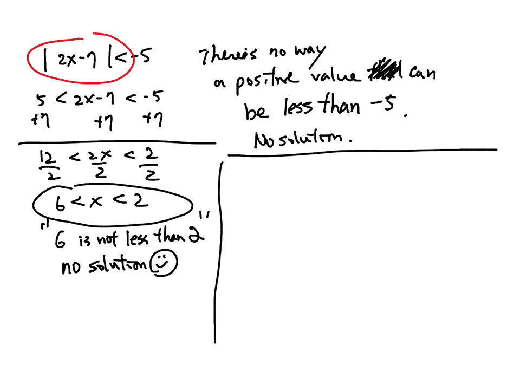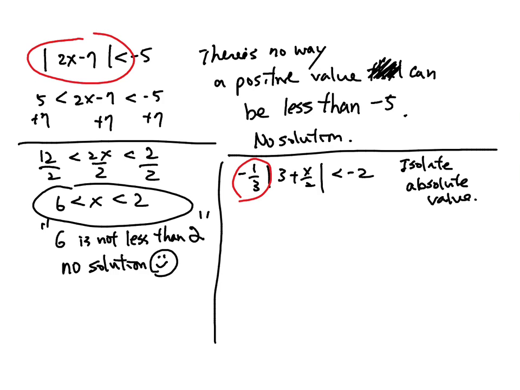All right, part D. Part D, we have negative 1/3 absolute value of 3 plus x over 2. That is less than negative 2. Okay, first things first, right? Remember, we always isolate the absolute value. So that means in this case, I need to get rid of the negative 1/3. Okay, so I'm going to multiply by negative 3 over 1 on both sides.